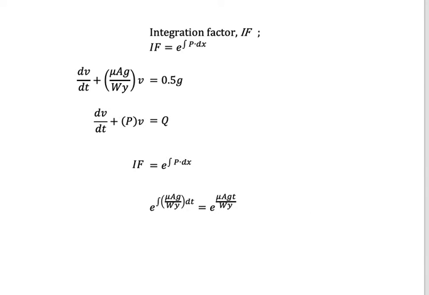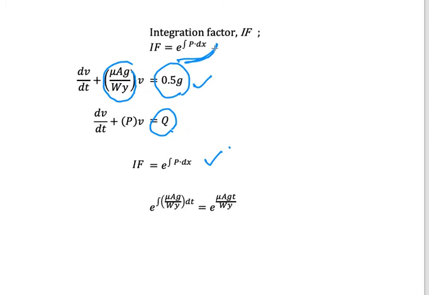Okay, so we use the idea of an integration factor. Let's say the integration factor is equal to e to the power of the integration of P dx. Let's say we have this equation, and then we simplify that this is the P, and this is all the terms, so let's say it is equal to Q. According to this equation, we could find that e to the integration of P dx, so we have e to the integration of mu A g over W y dt. This is dx, but we have a dt here.